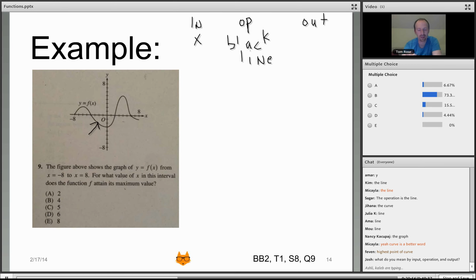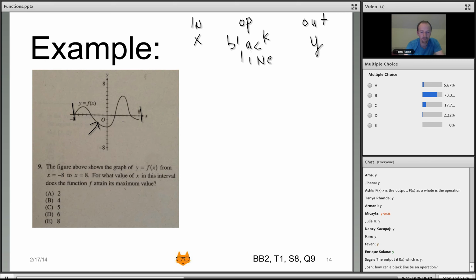And so what is the output here? Key concept. The input is the x. The operation is you go find that x on the black line. And the output is whatever you get on the y-axis. Okay, so now let's read the instructions and follow along. We'll keep track of our inputs and outputs. The figure above shows the graph of y equals f of x from negative 8 to 8. Here's your negative 8, and here's your 8. And it says, for what value of x in this interval does the function f attain its maximum value?